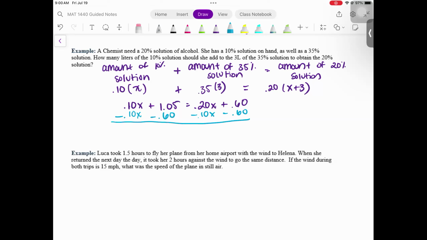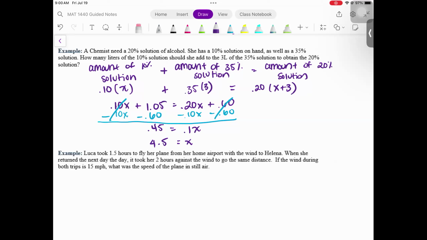I can simplify. Those are going to sum to 0. And now 0.105 minus 0.6 is 0.45 equals 0.1x. If I divide both sides by 0.1, x is equal to 4.5. And again, we want to interpret this answer. So x was equal to the amount of solution for our 10% solution.